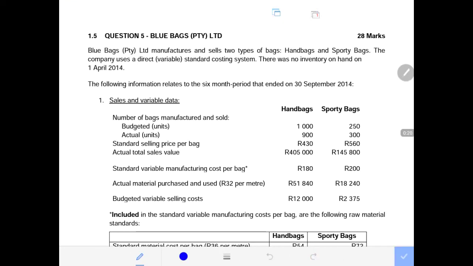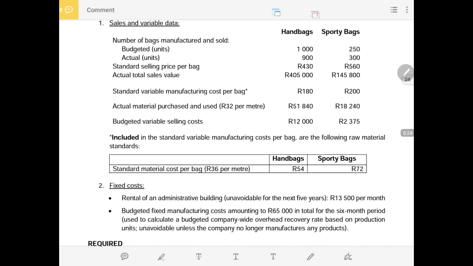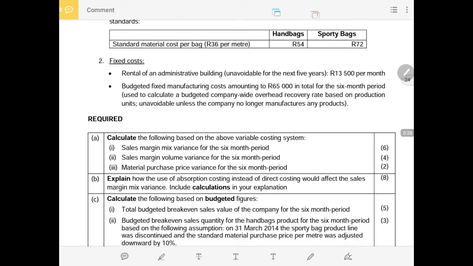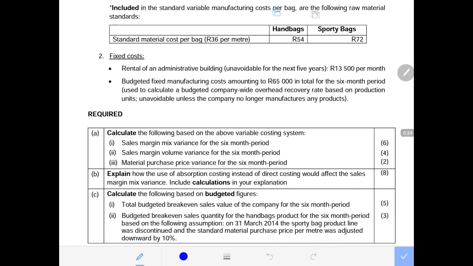Now, we, as usual, begin with the requirements. I always advise to start with the requirements. However, if you would like to start analyzing the information, that is still not a problem, but my approach is to start with the requirements so that I know what is required, so that as I am analyzing the information, I know that this information is applicable to such and such a question.